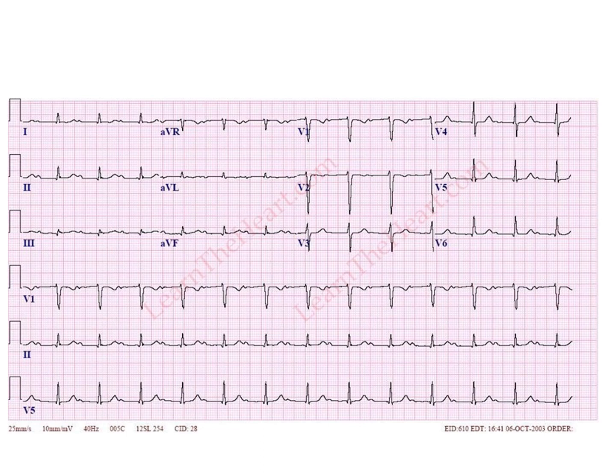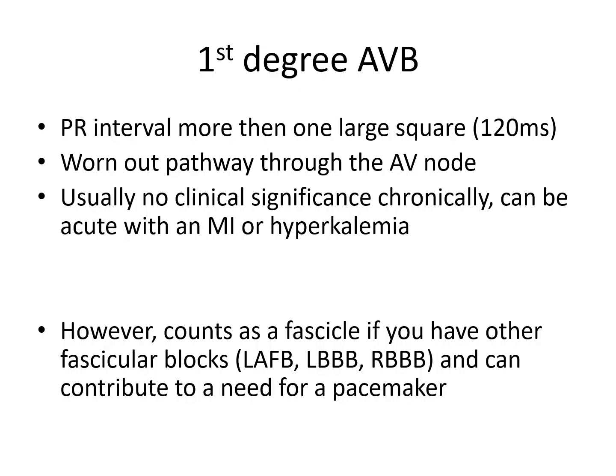All the P's are right after the ST segment, and then it takes a long time to conduct down to the ventricle, but when it does, the rest of the conduction is working well because it's a narrow QRS. So again, how do we define the first degree AV block? PR interval of more than one large square. It usually means there is a worn out pathway through the AV node. Usually this is chronic, however, it can be acutely induced by an MI or hyperkalemia or hypocalcemia.